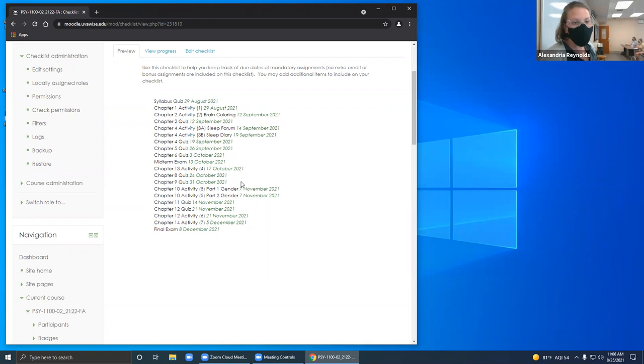Okay, any questions about the checklist? And you can actually modify this on your end. I don't see what you put in. Well, actually, no, I do see what you put in, but other students don't see what you put in. And you can check this off as you go. So let's say there is an extra credit and you want to add it in, feel free to do that and add that in. Okay, and check that off as you go.